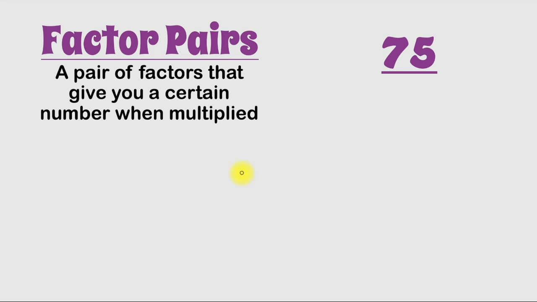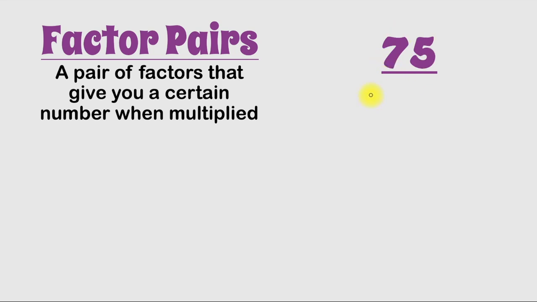In this video, we're going to find the factors for the number 75. In order to find those factors, we're going to use something called factor pairs. Factor pairs are a pair of factors, obviously, that give you a certain number when multiplied. So basically, we're going to find two numbers that we can multiply to get 75. The best way to start is by starting with the number 1 and the number itself.